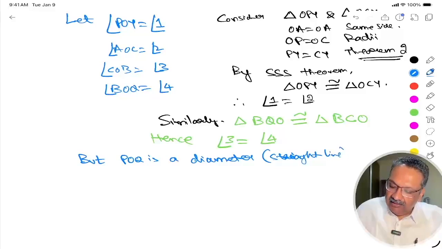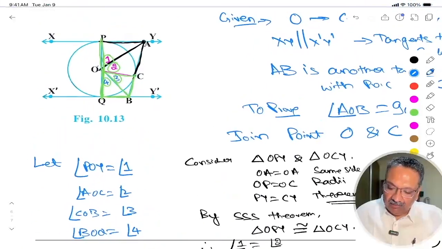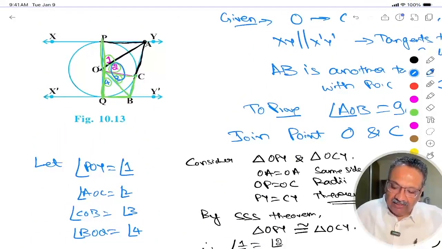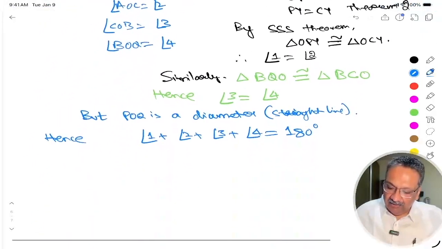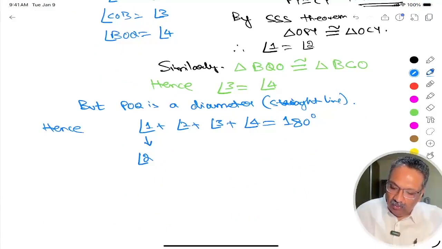So the straight line, what happens? Hence the sum of the angles, angle 1 plus angle 2 plus angle 3 plus angle 4 is equal to 180 degrees. What we have to prove is that angle 2 and 3 total is 180 degrees. But what is angle 1? We have angle 1 as angle 2. Here angle 1 is equal to angle 2.